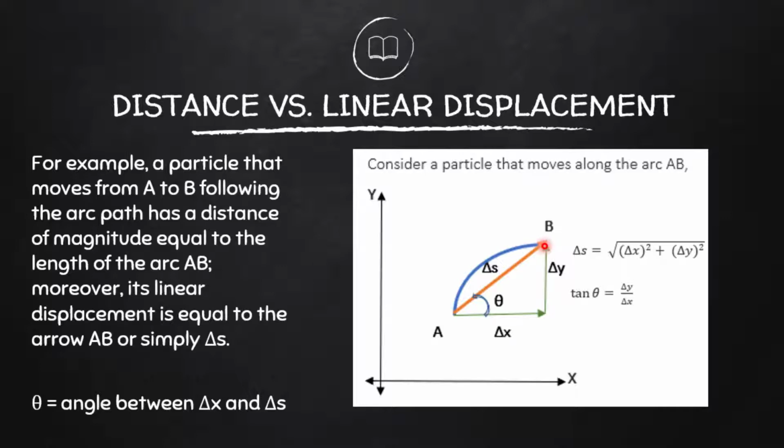Linear displacement is a vector quantity. That is why the magnitude and direction of delta S, or linear displacement, may be expressed by the equation delta S is equal to the square root of delta x, the quantity squared, plus delta y, the quantity squared. This came from the Pythagorean theorem. And using the tangent function, we can express the direction of the displacement by using tangent theta is equal to delta y divided by delta x, opposite over adjacent.